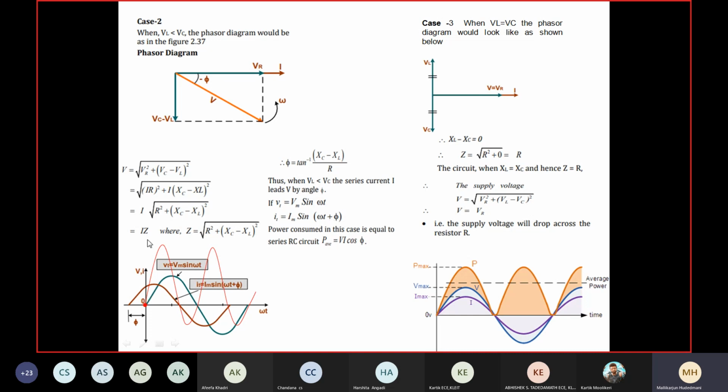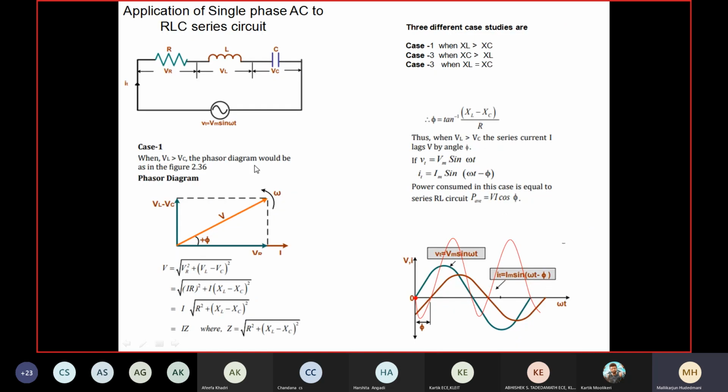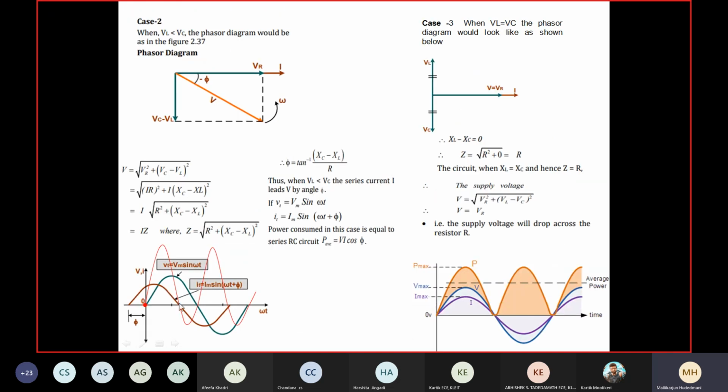Do not consider the ordinary mathematical graph sheet where the right side is plus, the left side is minus, above the axis is plus, and below the axis is minus. That you should not remember. Here, beginning before the zero mark means advance. Beginning later than the zero mark means lagging. In the case of RL, I showed you it begins late, by an angle phi. Here it is advanced, beginning before the zero mark of the voltage by angle phi. That is why it's called leading. This way we can represent voltage and current waves.